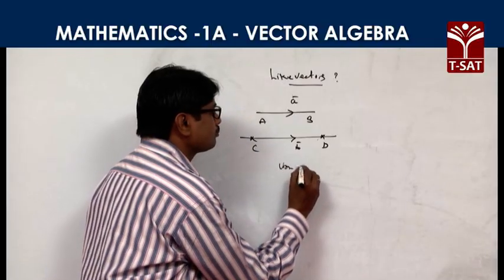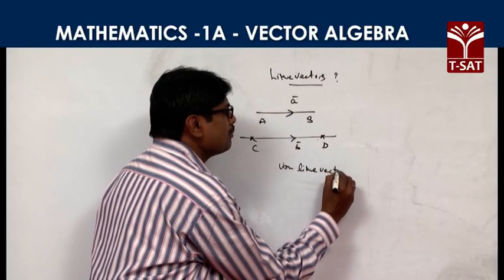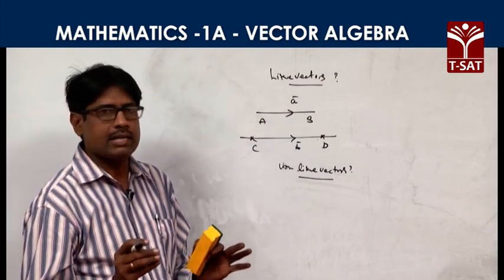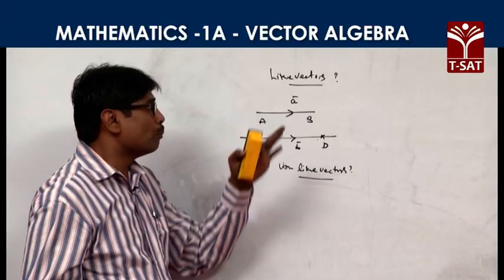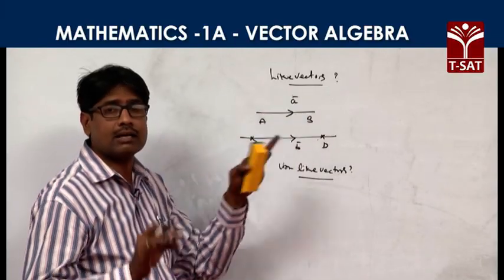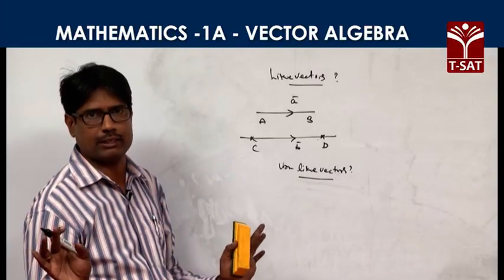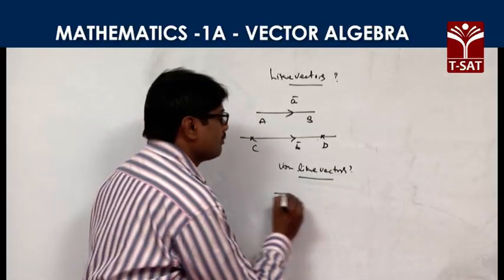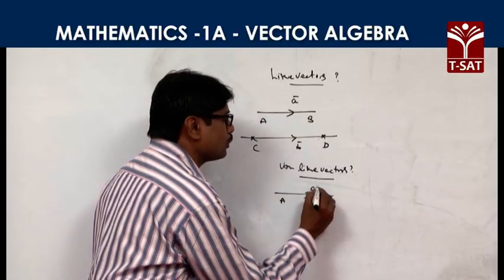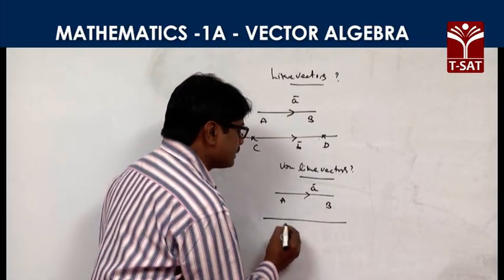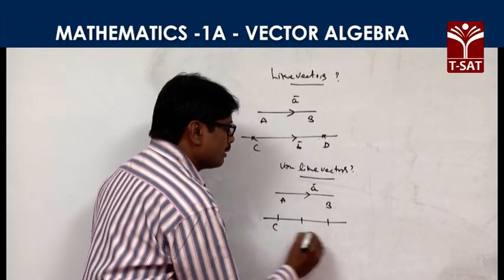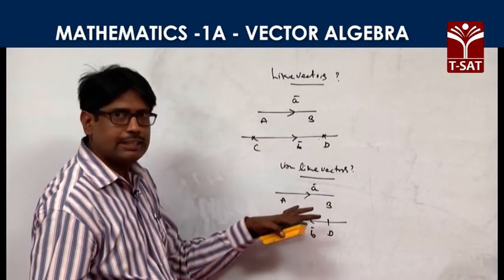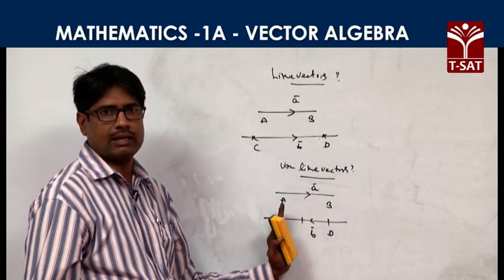Unlike vectors. What do you mean by unlike vectors? Vectors are said to be unlike vectors if they are in the opposite direction. Both like vectors and unlike vectors are concerned with only the direction, not with the magnitude. For example, AB bar is equal to A bar and CD bar is equal to B bar, DC bar is in the opposite direction. So vectors are said to be unlike vectors if they are in the opposite direction.